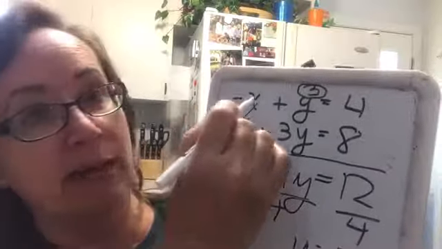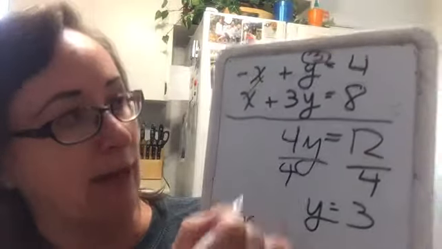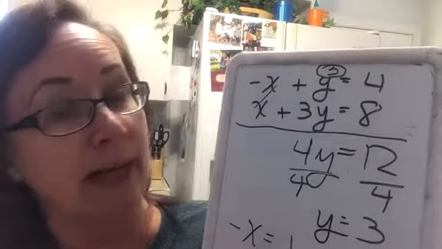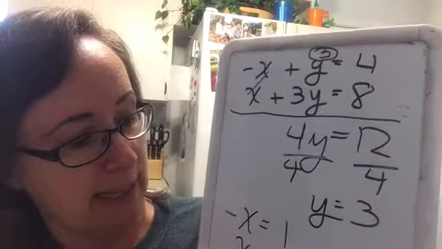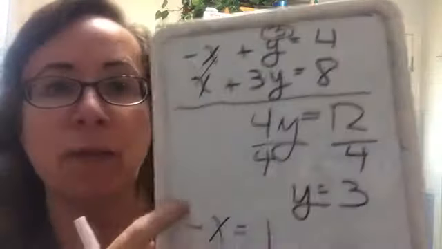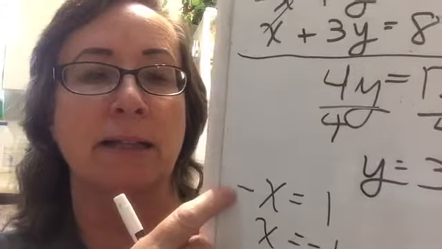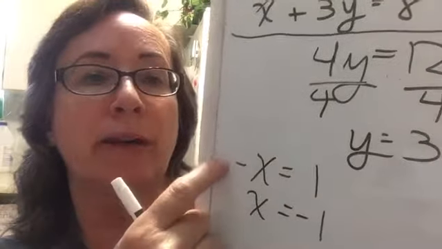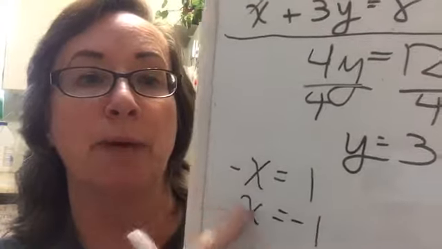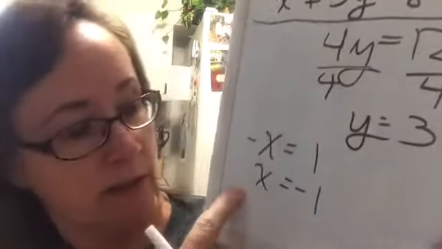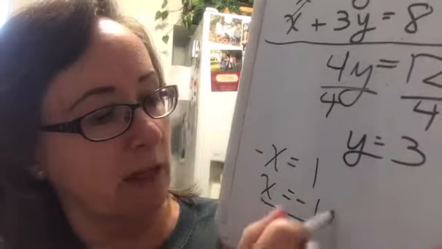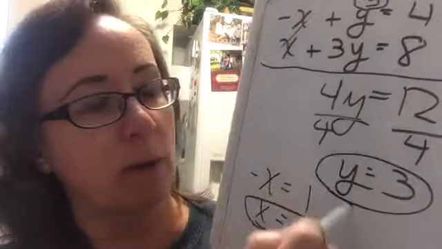So let's get our negative x by itself. Negative x, we'll subtract a 3 from both sides, and we'll get negative x is 1, or x is negative 1. Remember, we never want to leave it solved for negative x. That's not finished. We want x, not negative x. So in order to get from there to there, we're going to multiply both sides by a negative 1 to get x equals negative 1. All right? So we have solved for x, and we have solved for y.